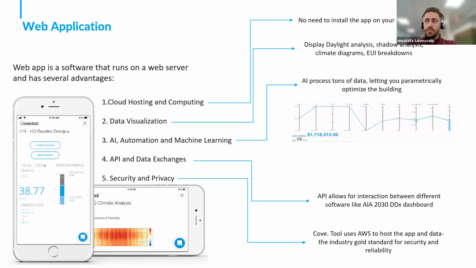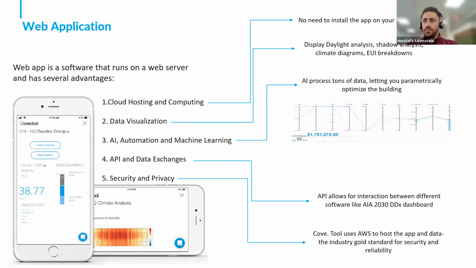Cove Tool is a web app, and a web app is basically a software that runs on a web server. Unlike a traditional desktop application, which you have to have on your operating system, a web app is accessed through a web browser. There are some advantages to using a web app compared to traditional software. One being, let's say, cloud computing and hosting, which this term is used to describe the storing and accessing of data and programs over the internet instead of being limited only to use your local machine.